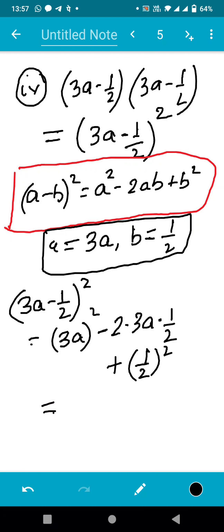Now 3a square into 3a square will get as 9a square. Now if you carefully see that 2 into 3a into 1 by 2, here we can reduce this 2. Okay, we can reduce this 2, and now the answer would be what? Answer would be 3a. Then we'll put a plus sign, and what is the square of 1 by 2? That is 1 by 2 into 1 by 2 would be what? 1 upon 4. So this is the final solution of sum number 4.